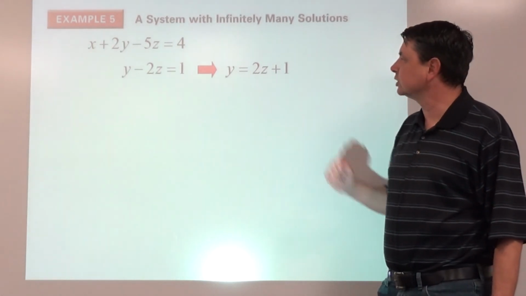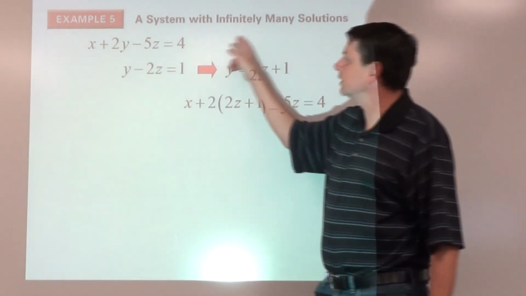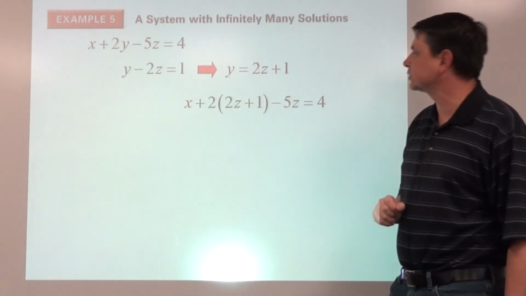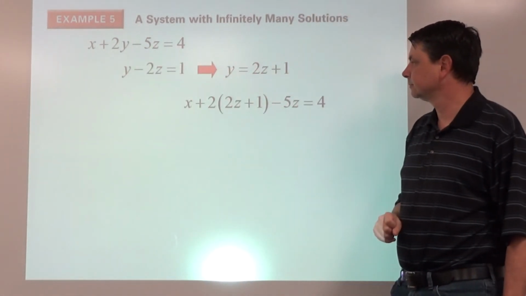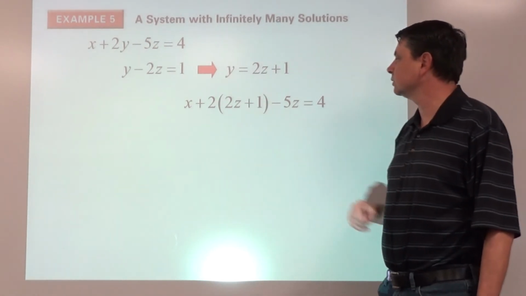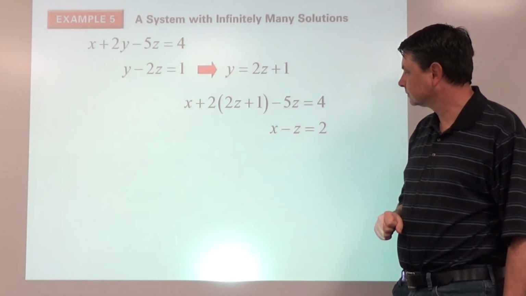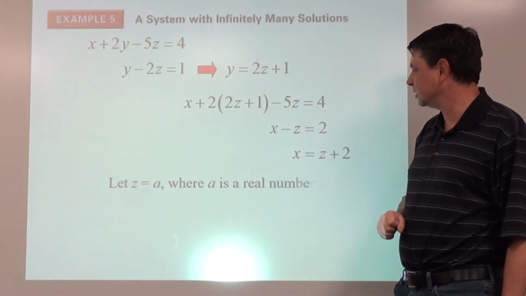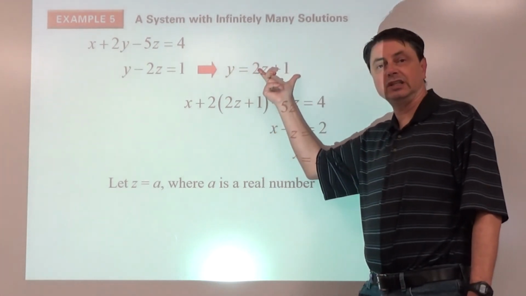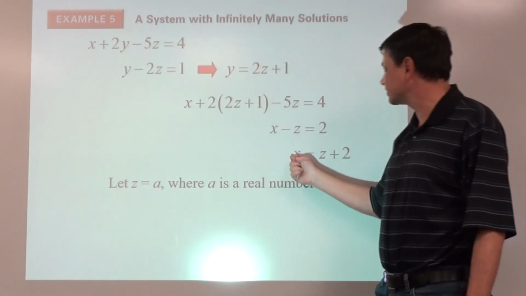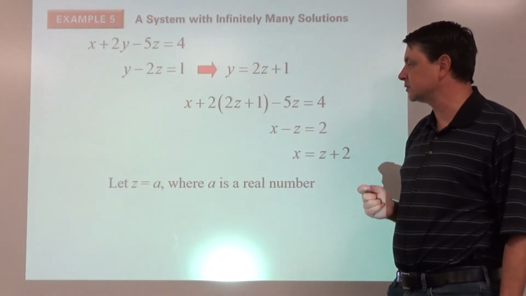So we get y is equal to 2z plus 1. And then we can substitute that back into the first equation. Replace the y with 2z plus 1. Distribute, simplify. So x is going to be z plus 2. So we solved for y in terms of z. Plug that in, and we were able to solve for x in terms of z. So we now have everything in terms of z.